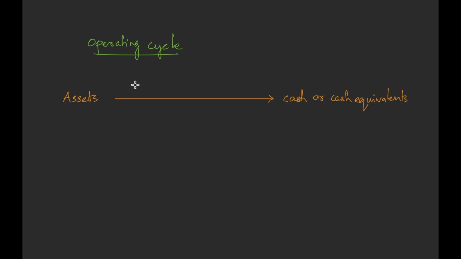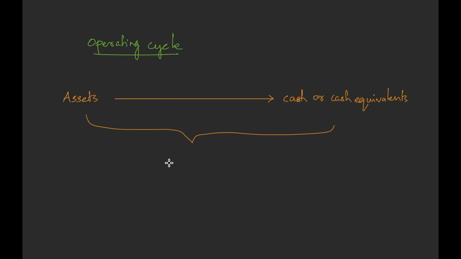To classify assets or liabilities as current and non-current, we should first understand what is operating cycle. An operating cycle is the time frame or time period between the acquisition of assets for processing and their realization in cash or cash equivalents. So this time period is known as operating cycle.